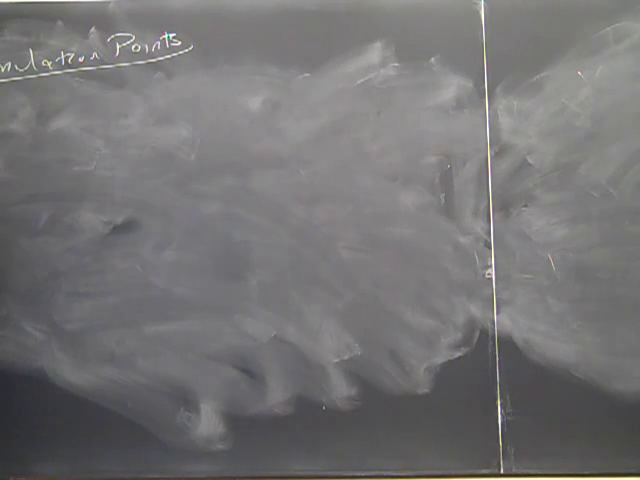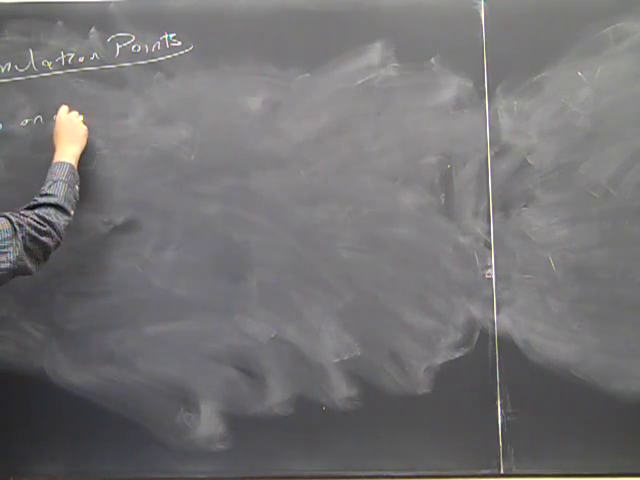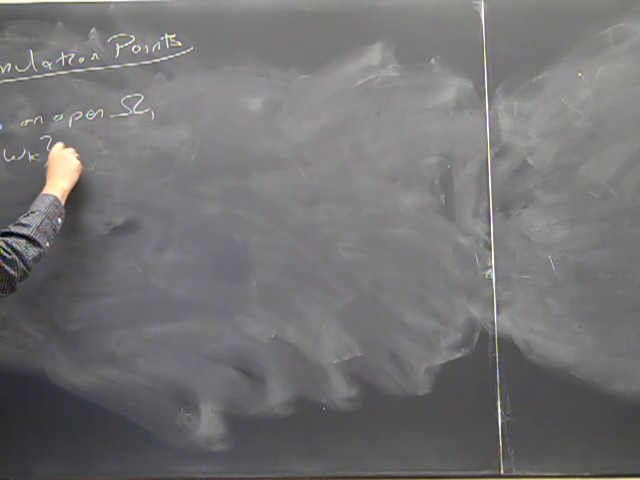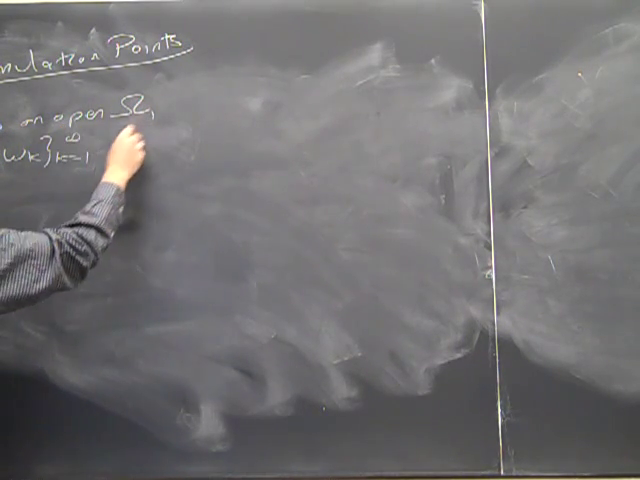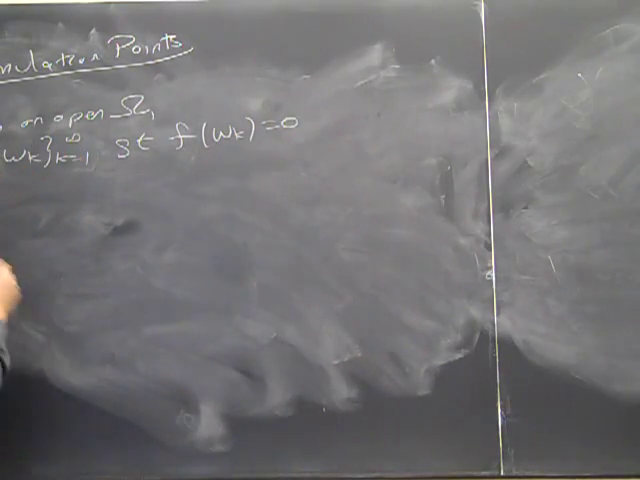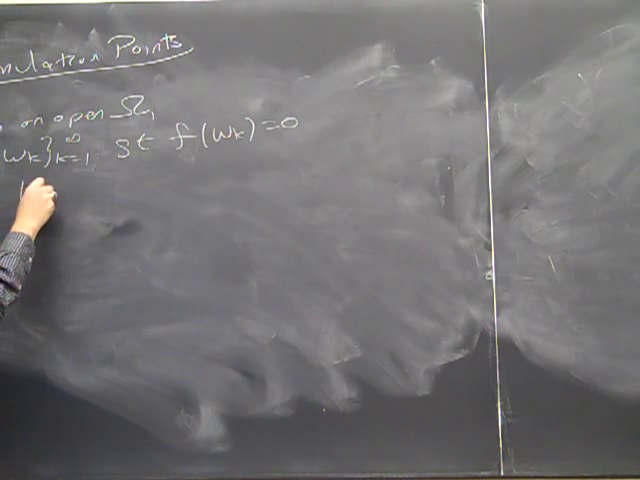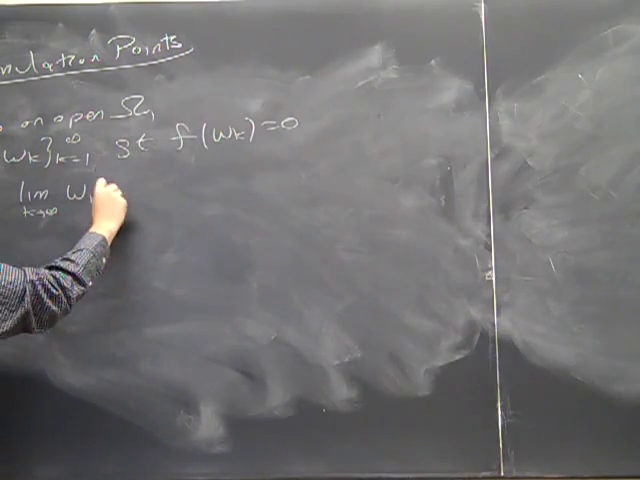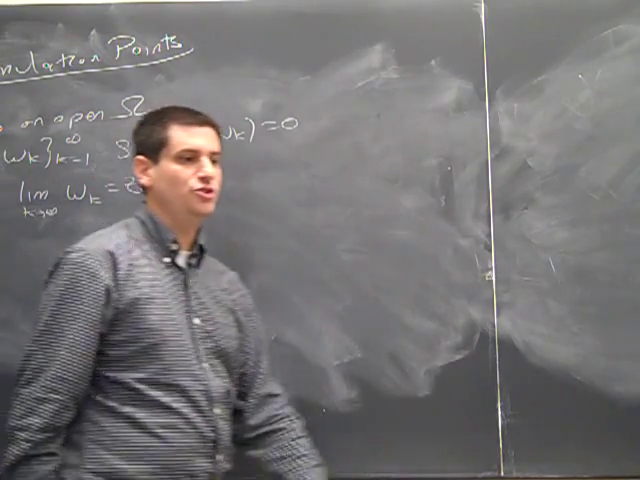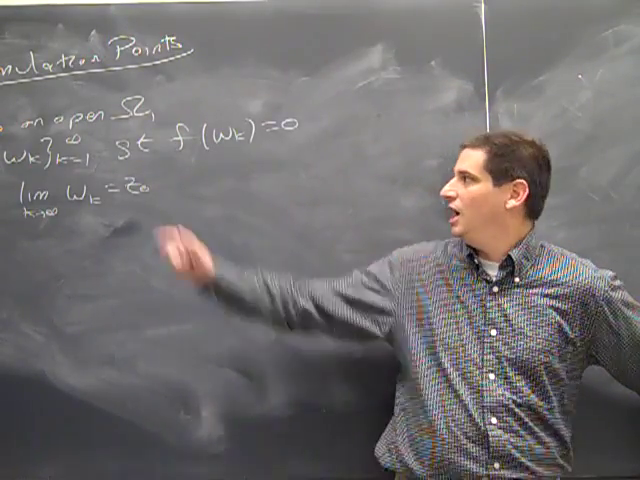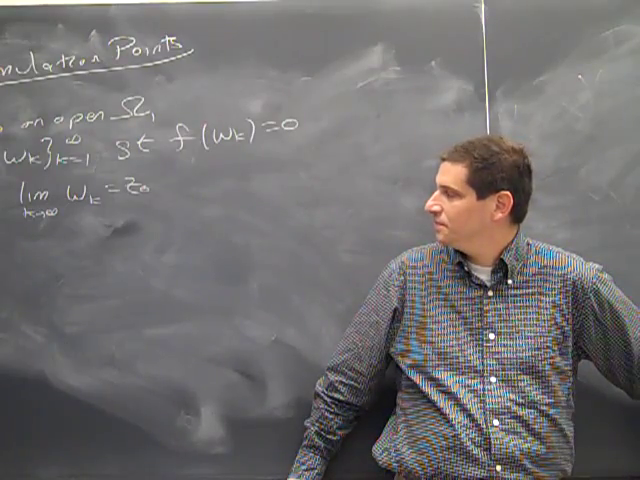Okay, so F is holomorphic on an open omega. Take a sequence WK, k goes from 1 to infinity, such that f of WK equals 0, and the limit as k goes to infinity of WK equals Z naught. This is not my notation, this is the book's notation. I think it's a little silly that it's written like this.